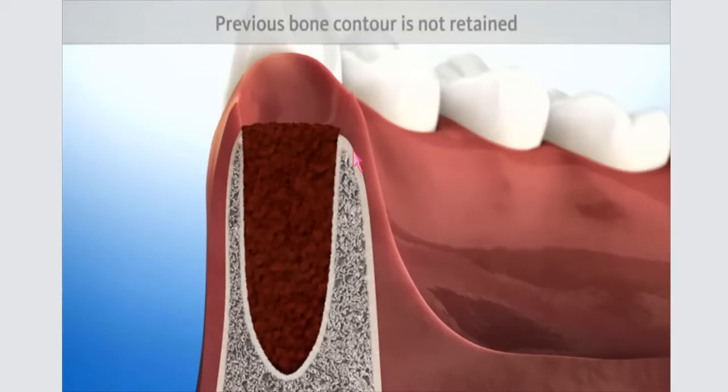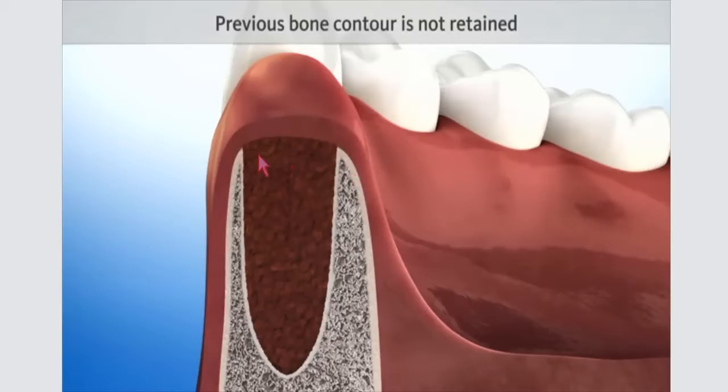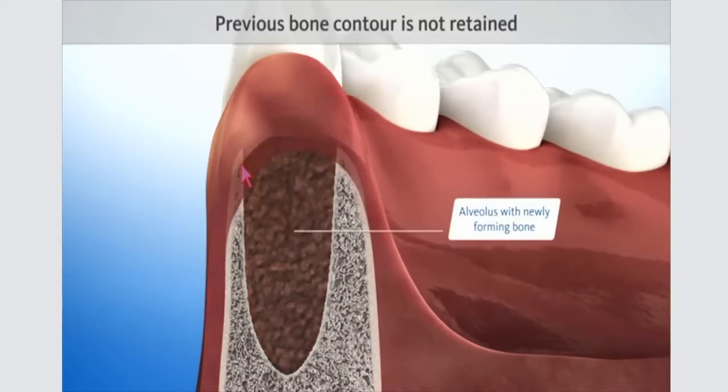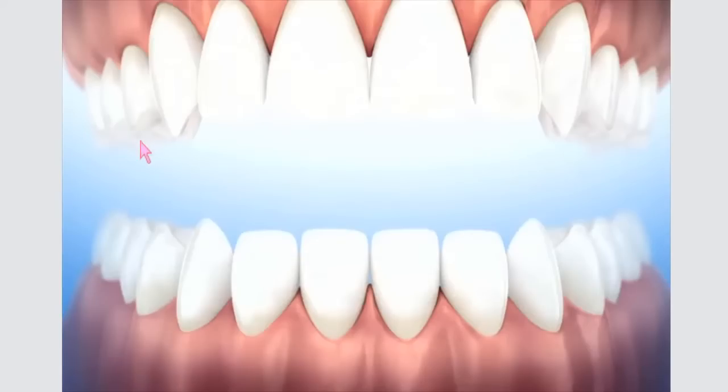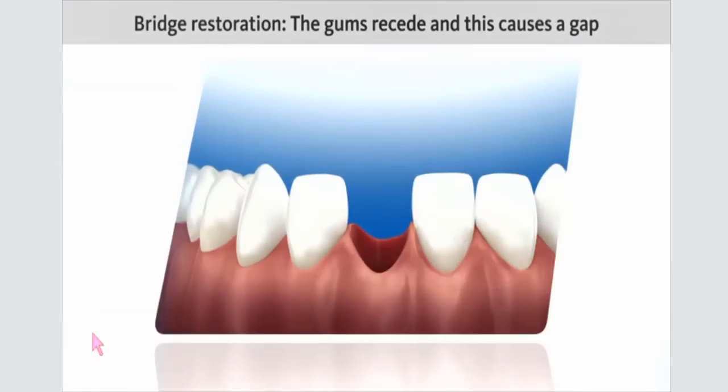But most buccal plates are not like that. Most palatal and lingual plates are. So instead of having a nice ridge, it ends up shrinking into this type of configuration. And then if we want to go ahead and put an implant, let's say 3-4 months later, it's often not enough bone for us to be able to place an implant in there.